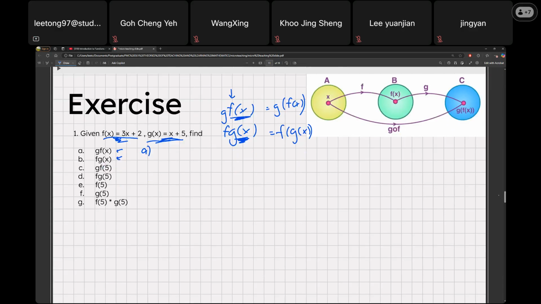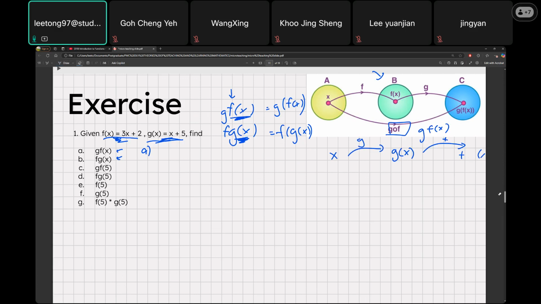It's the same as this image, but this is gfx. But fgx will go through g first and become gx, and then go to another function f, and we get f g x. So these two are different. The process to go through first is different.